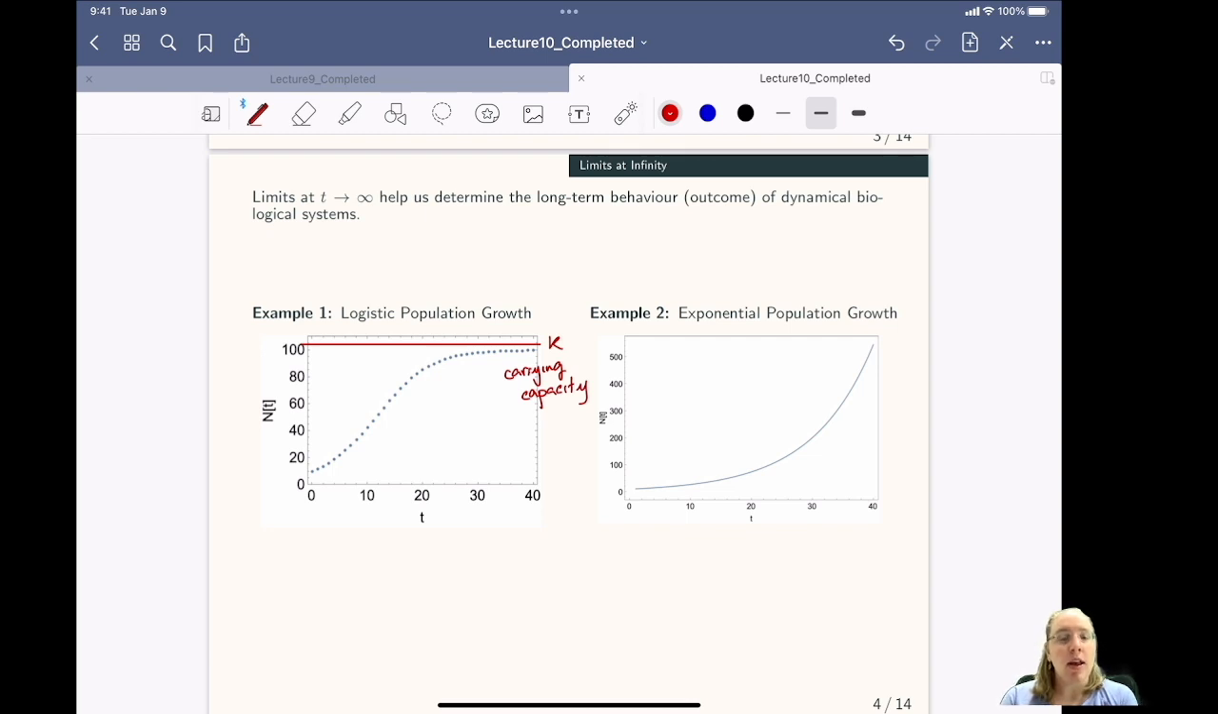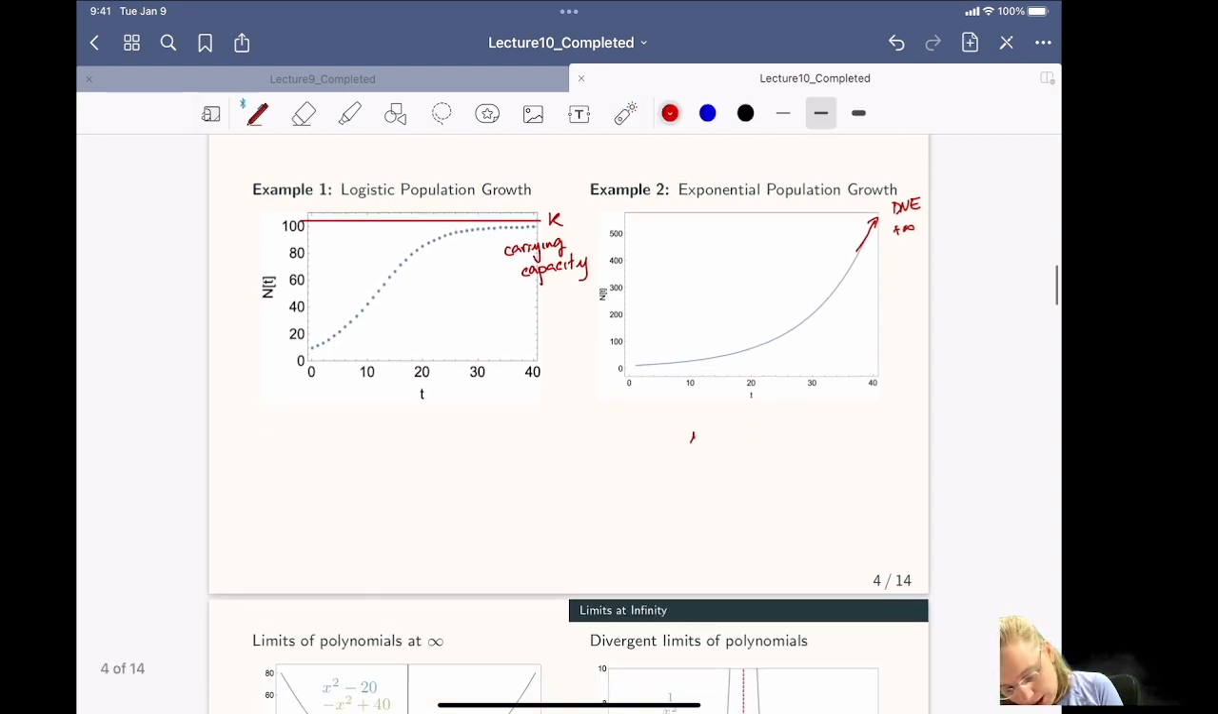Similarly, if we talk about the long-term behavior of exponential population growth, as time goes to infinity, exponential population growth flies off to infinity. This is a divergent limit. And this means that the system is actually not biological. So exponential population growth does not have biological long-term dynamics. It is a good model of dynamics in the short term, of rapid growth in the short term, but as we go to the long term, we end up flying off to infinity. So this is not a biological model.